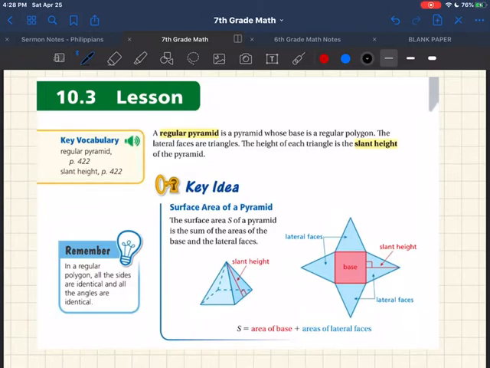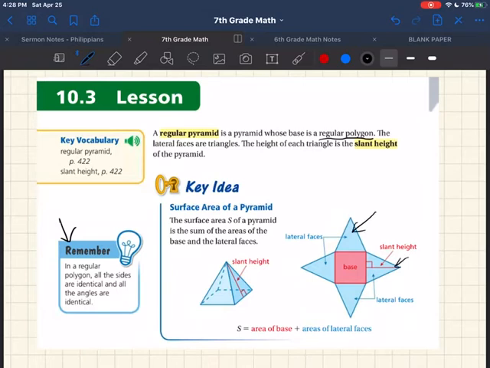So the regular pyramid is a pyramid whose base is a regular polygon. Now remember, in a regular polygon, all the sides are identical and all the angles are identical. All that means is if it says it is a regular polygon or a regular pyramid, then basically all that's saying is that all of its faces are the same.